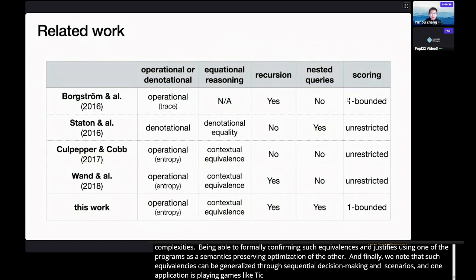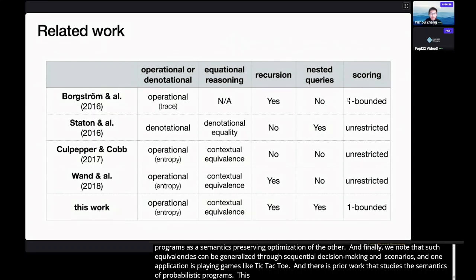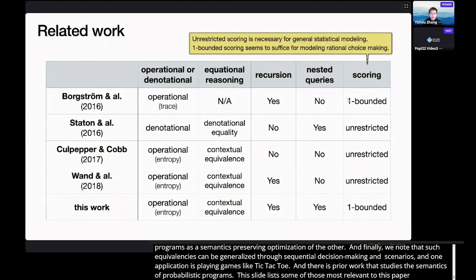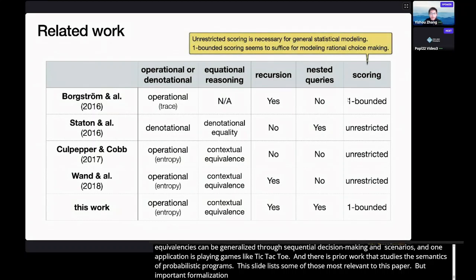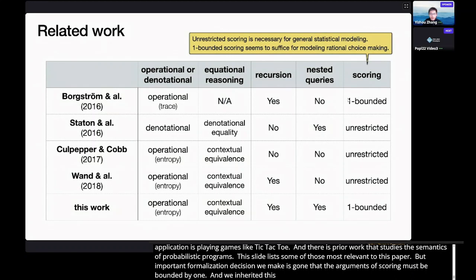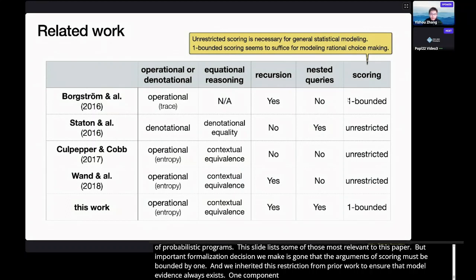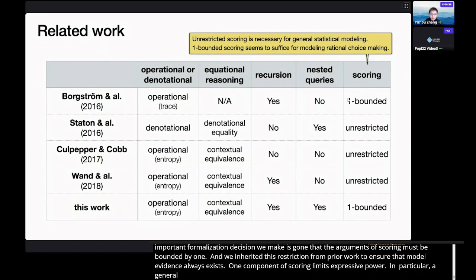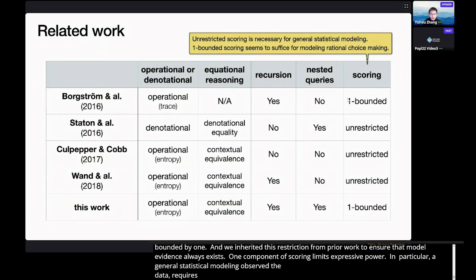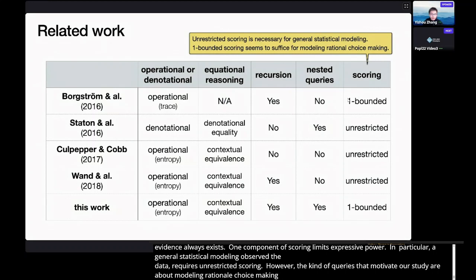There is prior work that studies the semantics and equational theory of probabilistic programs. And this slide lists some of those most relevant to this paper. An important formalization decision we make is that the argument of scoring must be bounded by 1. And we inherit this restriction from prior work to ensure that model evidence always exists. One-bounded scoring, however, limits expressive power. In particular, a general statistical modeling of observed data requires unrestricted scoring. However, the kind of queries that motivate our study are about modeling rational choice-making of agents. And one-bounded scoring normally suffices for modeling goals and preferences of such agents.